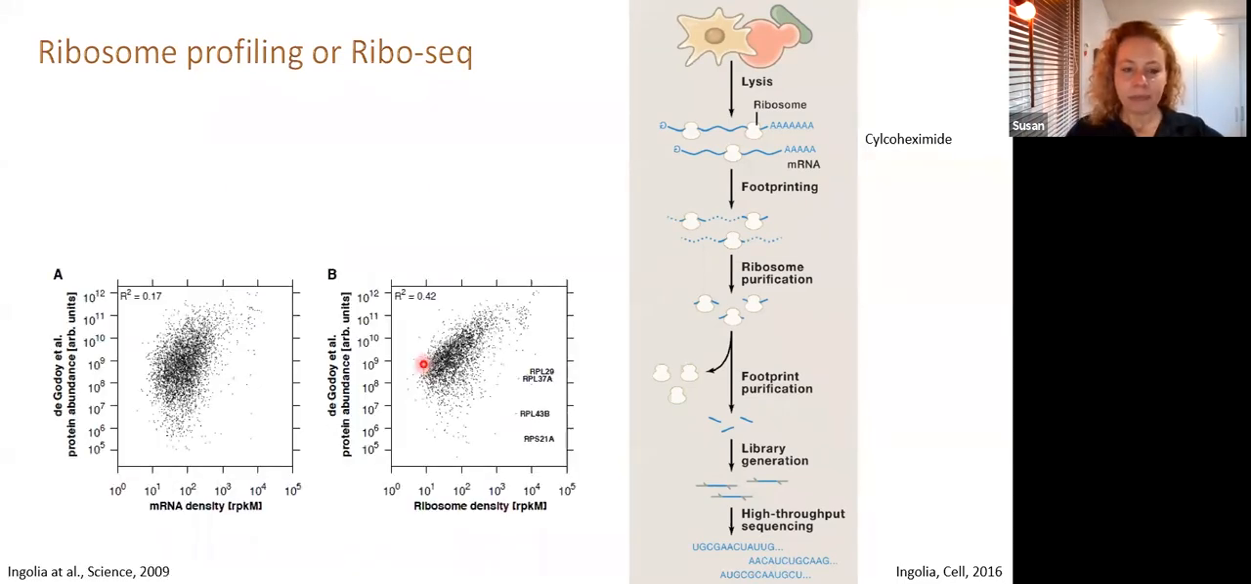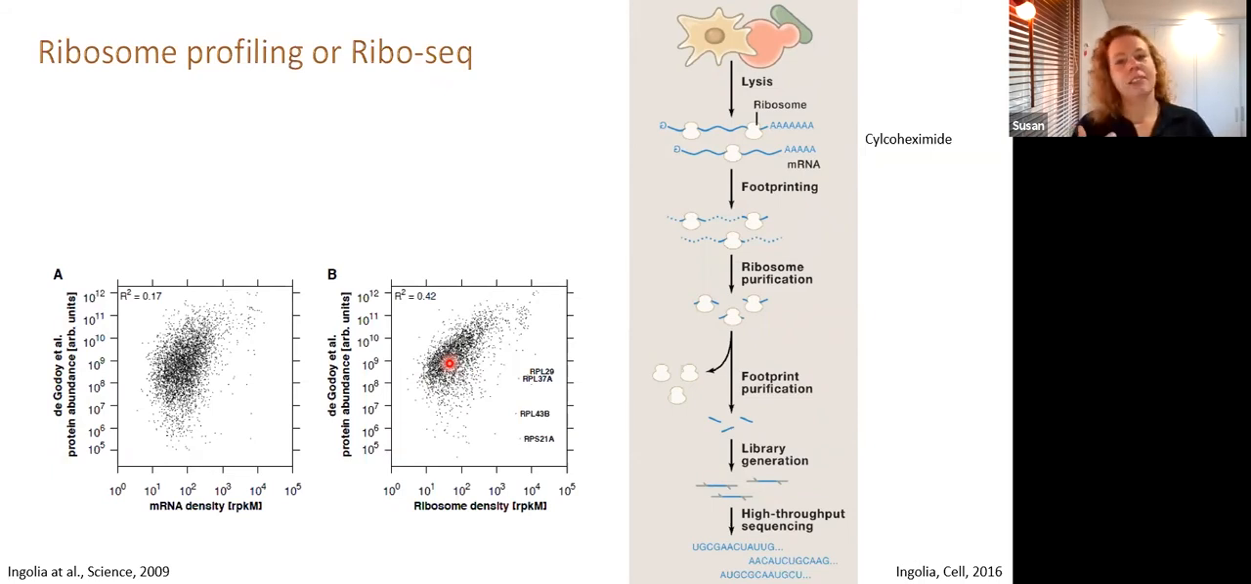The very first study, the first time this was introduced to the scientific community, was in 2009, and I found in their supplements an estimate of how well in their experiment the mRNA density correlated with protein abundance, and how well ribosome density correlated with protein abundance. It is no surprise, of course, that the ribosome density would correlate a bit better with protein abundance.